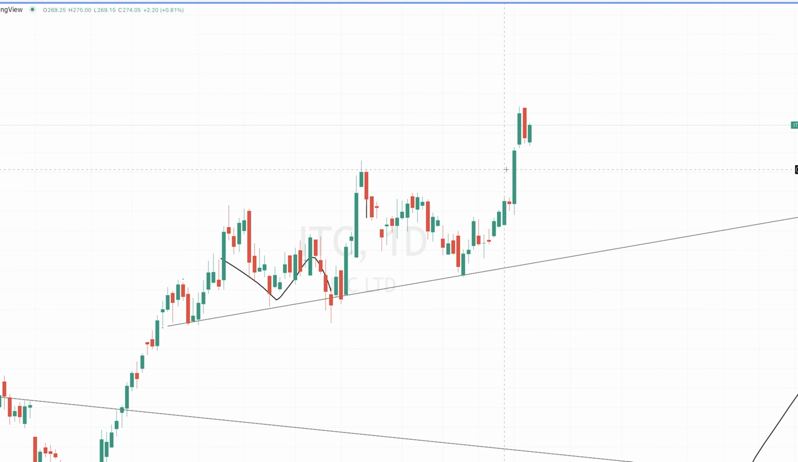So I hope this clears up why I was able to hold this trade despite Nifty falling, and despite most of the stocks falling, right?